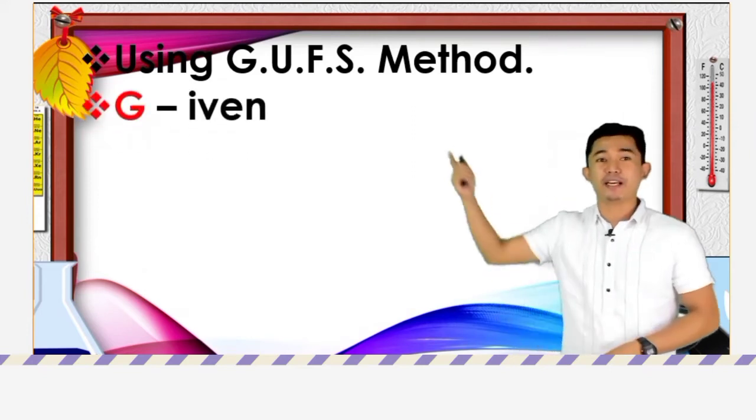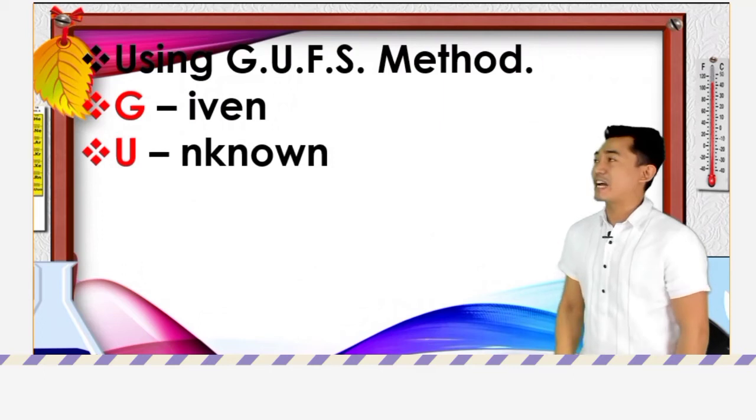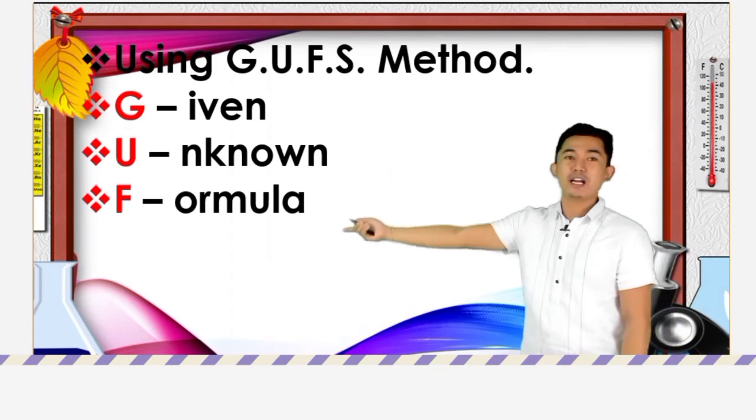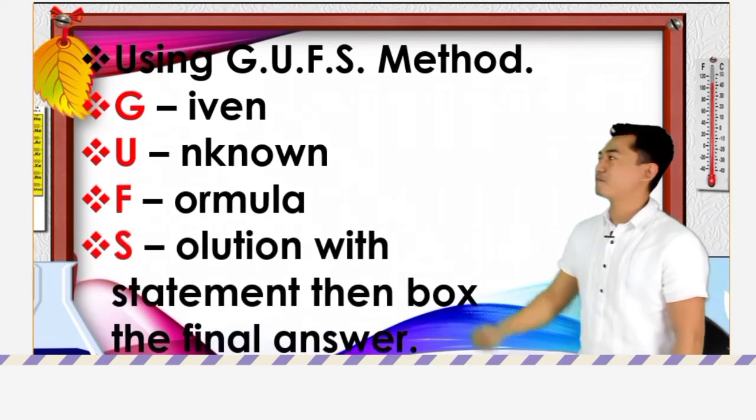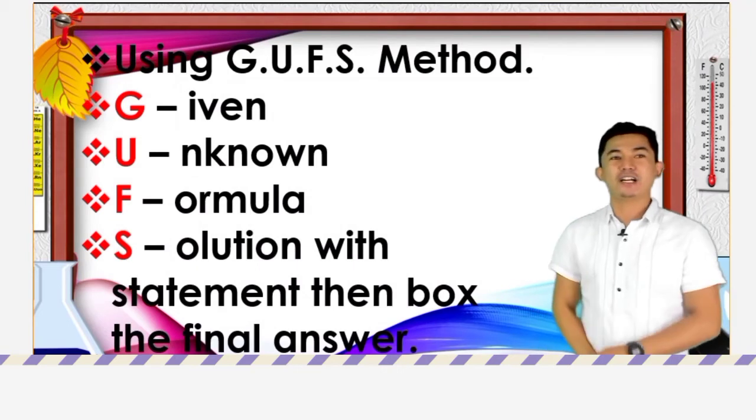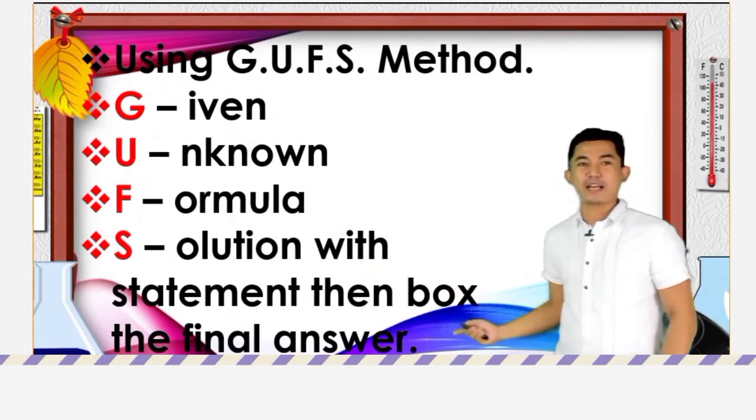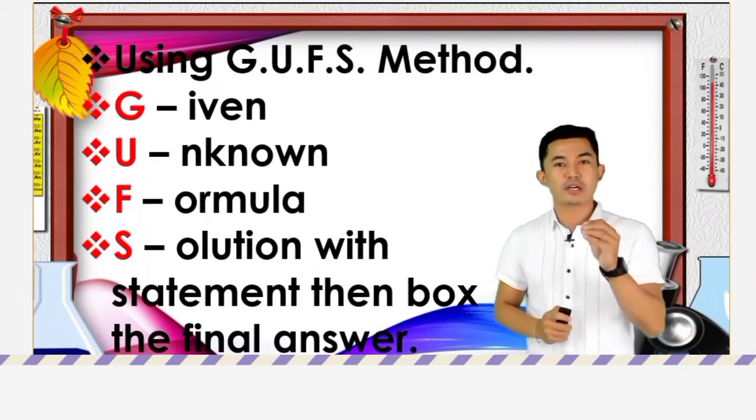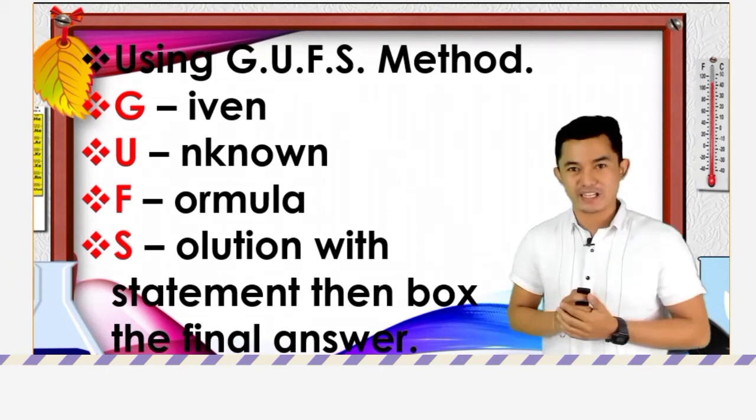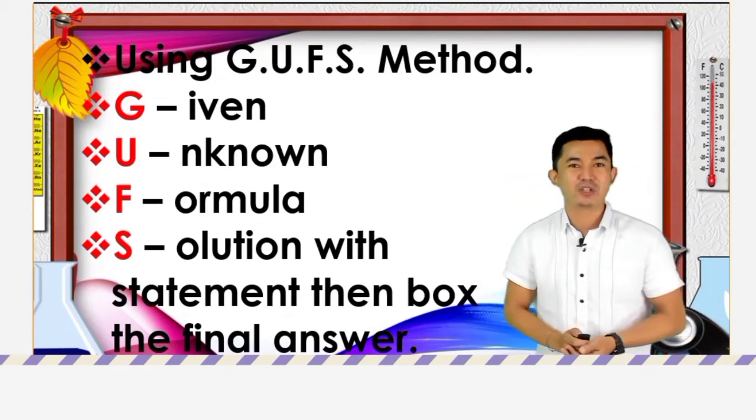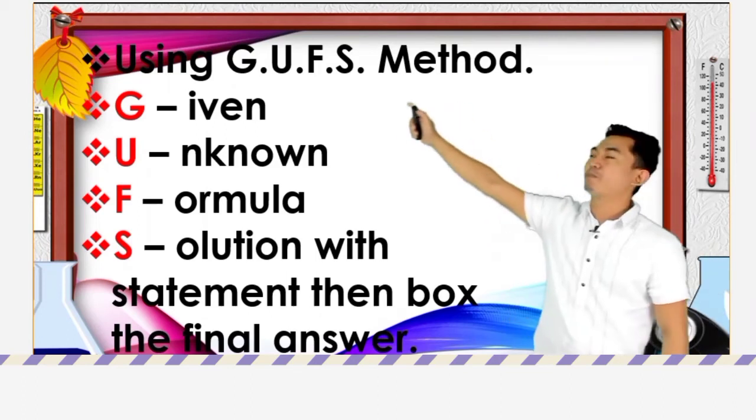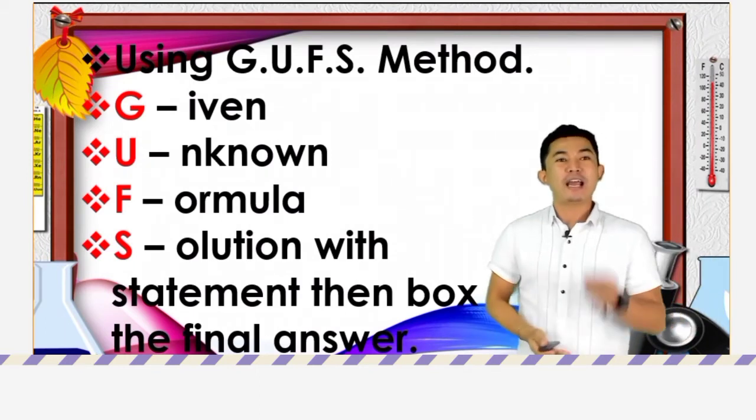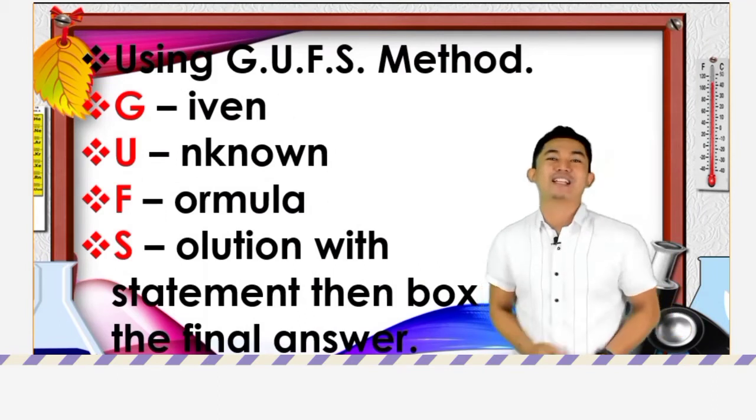G stands for given, U stands for unknown, F stands for formula, and letter S stands for solution. Now, I added here a statement, then box the final answer. Sir, why did you add that? Because it is good to answer if your answers are all complete, and then box the final answer. So do not forget the use of GAPS method. Given, unknown, formula, solution, and also the statement, and then box the final answer.